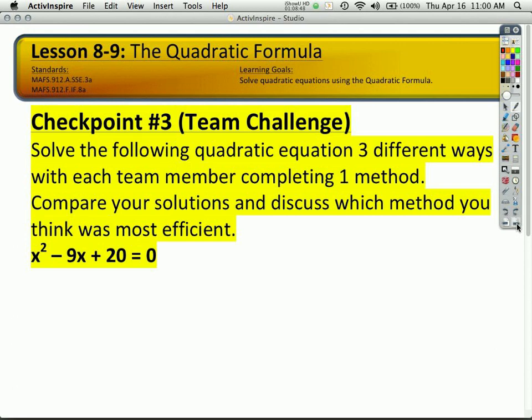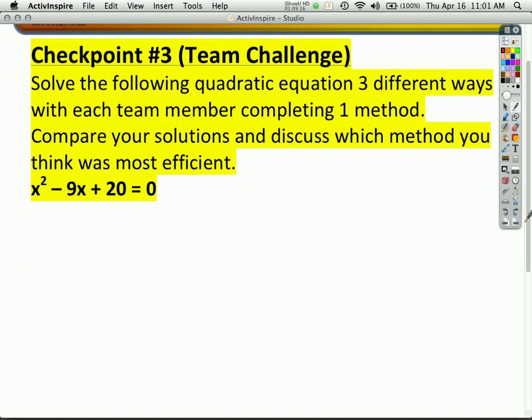Then, when you are all done finding the solutions, you're going to compare your answers and then discuss which method was the most efficient. We're going to do 2 things when we're done. We're going to get the correct solutions, and then I'm going to survey the class and find out which method you thought was the most efficient for this situation. Anyone have any questions? All right, you got 5 minutes for the team challenge. Go.